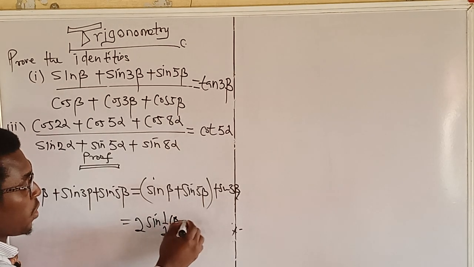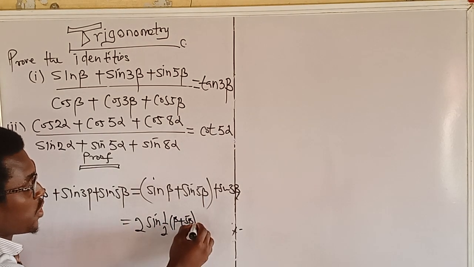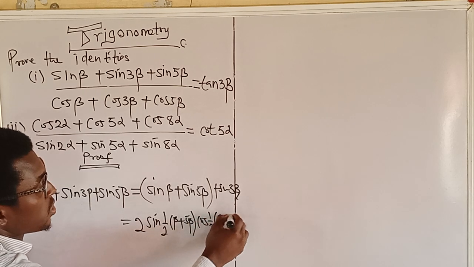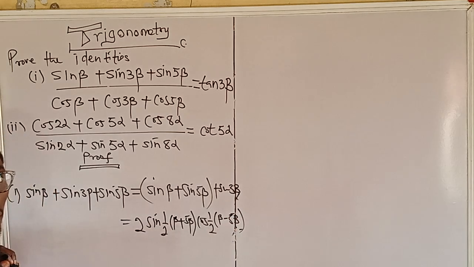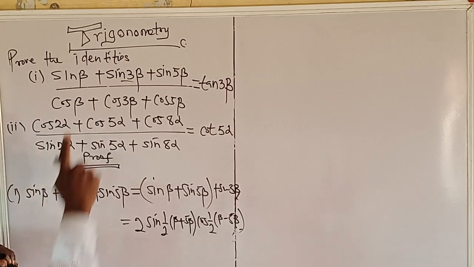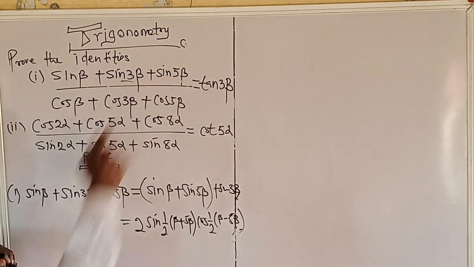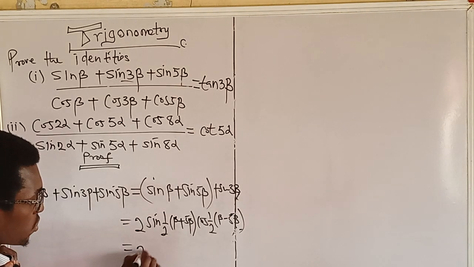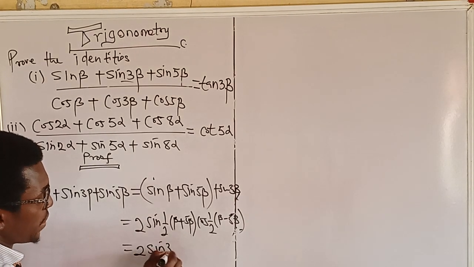So we have beta plus 5 beta multiplied by cosine of half of beta minus 5 beta. Can you see that? All right. So beta plus 5 beta will give me 6 beta, and 2 divided into 6 beta will give me 3 beta. Now observe you are seeing 3 beta here. Hence I made the choice of sine of beta plus sine of 5 beta. Can you see that? So when we divide, we have this to be equal to 2 sine of 3 beta.